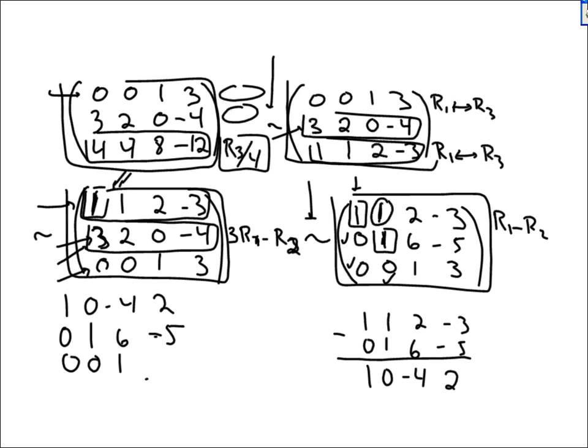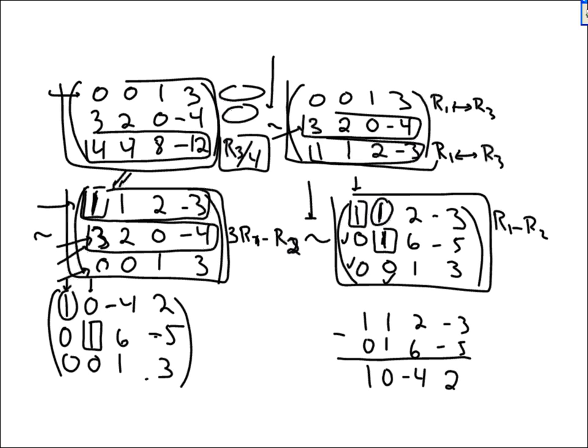Negative 5 and 3. Okay. Now, column 2 is fine. It has a leading, a first non-zero entry. What's above it and below it is fine. That is a 0. The first row has a first non-zero entry. What's above, which is nothing, and below are all zeros.